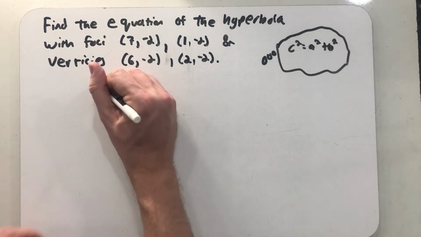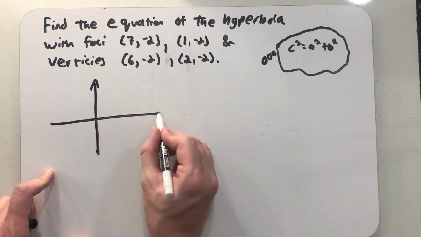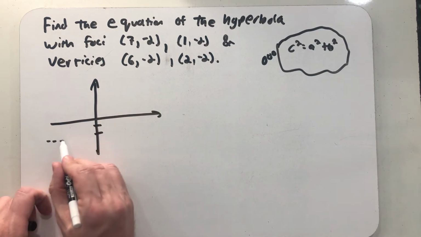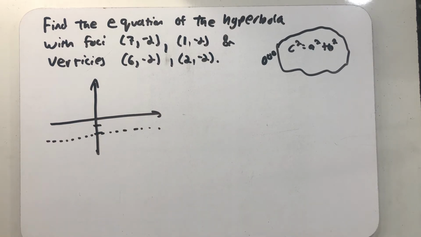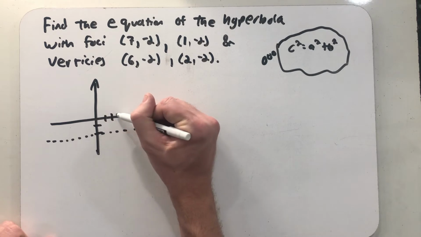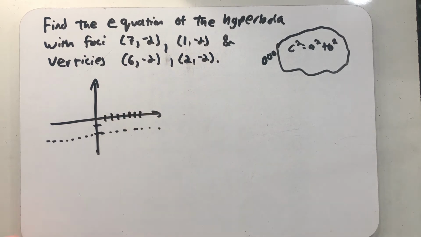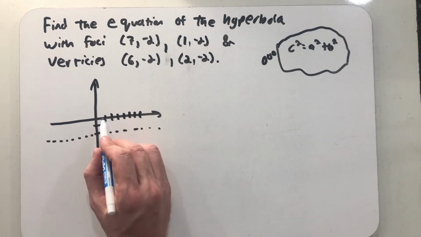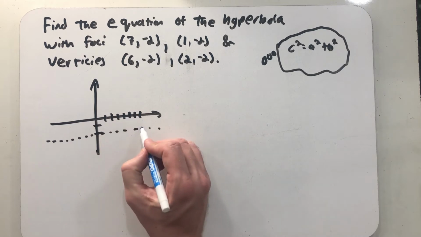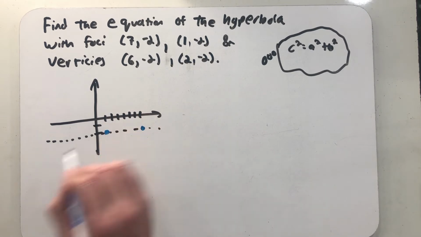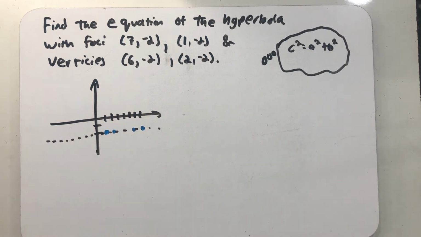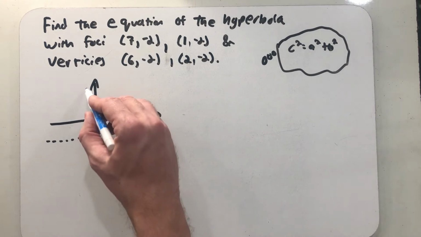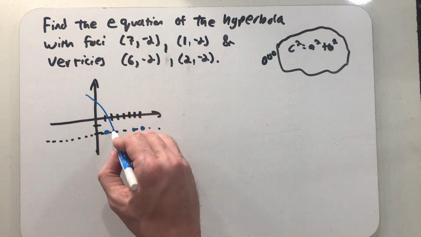I'm going to start by thinking about where these points are and learning what I can just from that. All of the points have a y value of -2, which identifies this as a hyperbola with a horizontal transverse axis. All right, so my foci are at (7, -2) and (1, -2). And then my vertices are at (6, -2) and (2, -2), respectively. And so I see that horizontal transverse axis, and I'm imagining a hyperbola that's doing something like this.